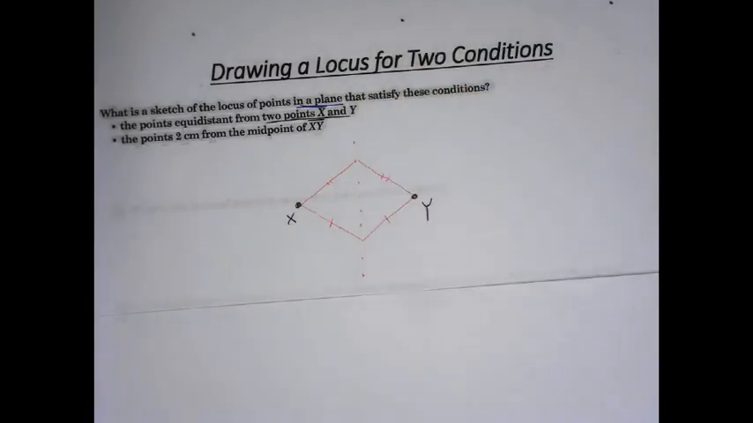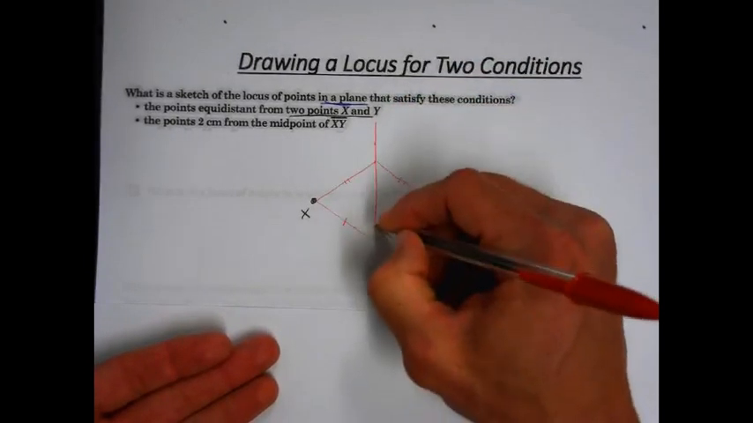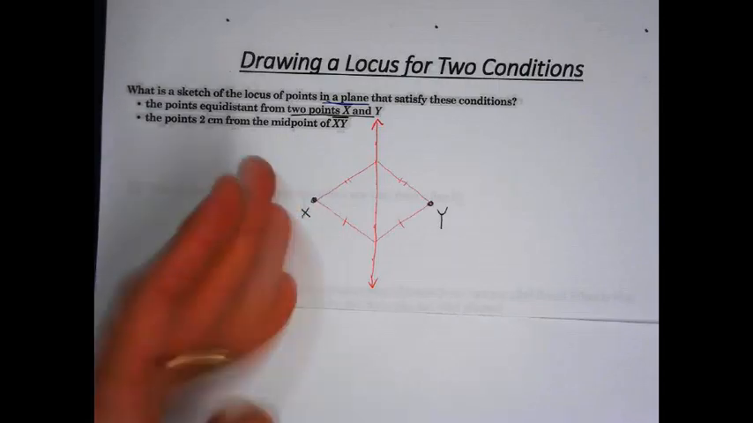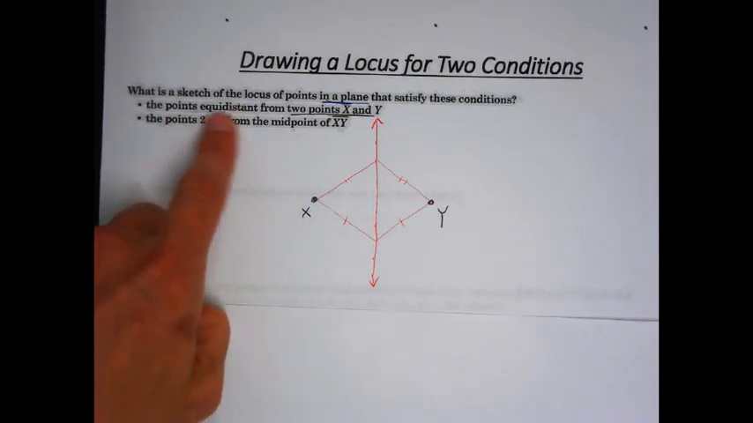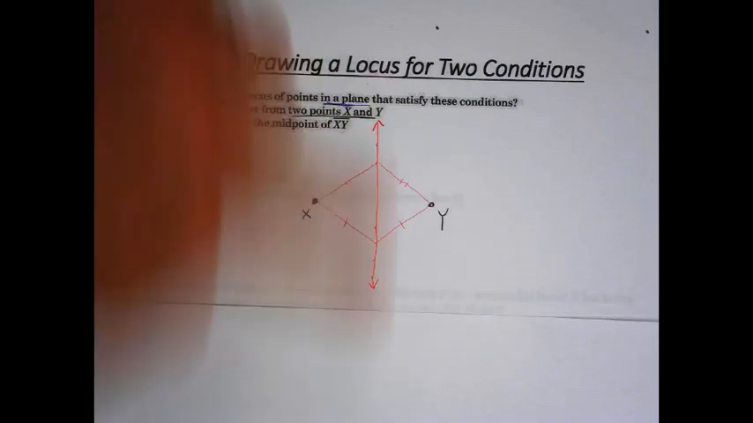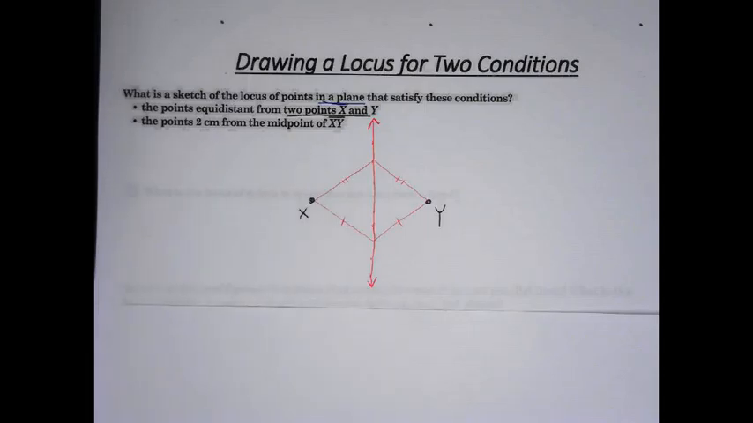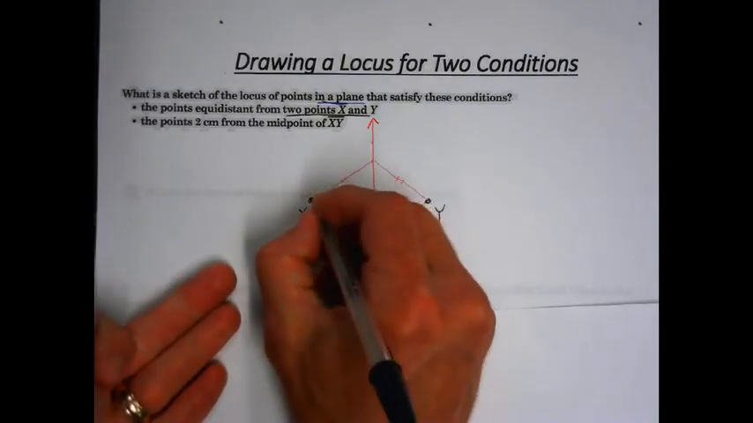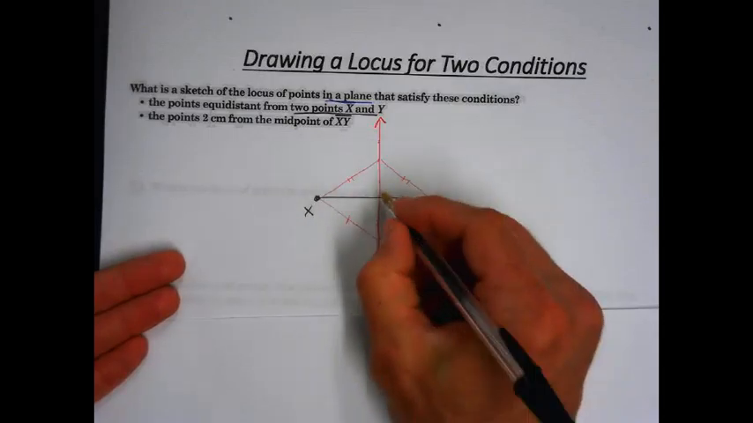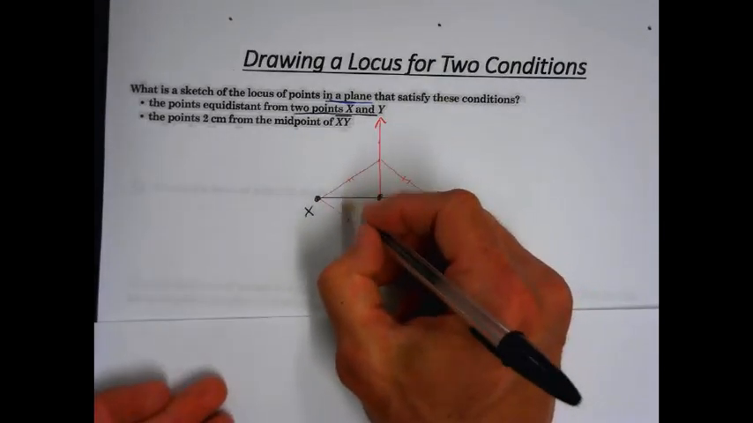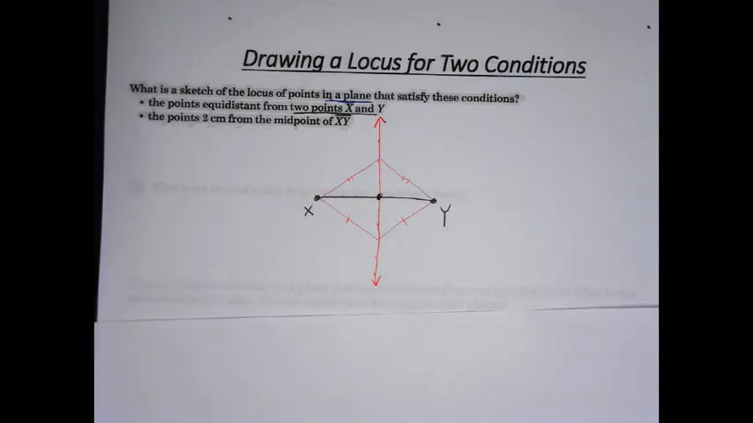Okay, they're equidistant, so all of these points basically make a line. They make a perpendicular bisector, to be honest with you, of that segment if it were there. So that is our first condition: equidistant from 2 points x and y. The second condition is 2 centimeters from the midpoint of segment xy. So now we're introducing segment xy, and now we're introducing the midpoint, which, as we know, is on the original condition, because equidistance.